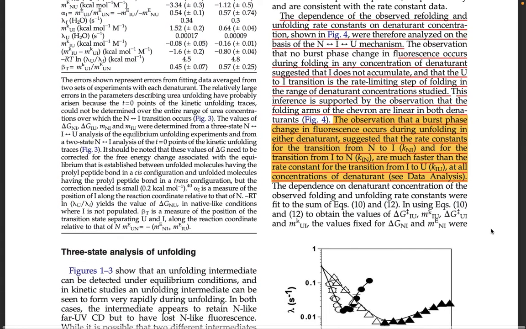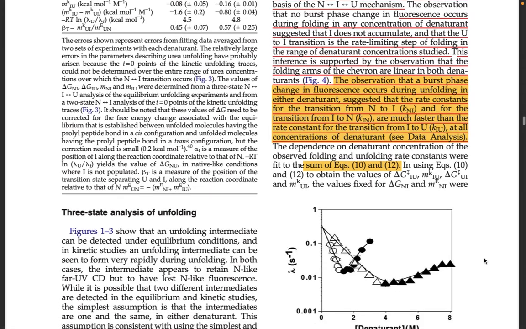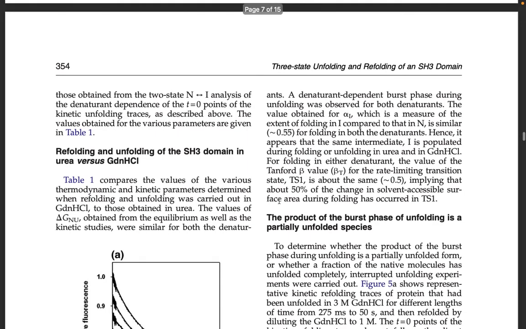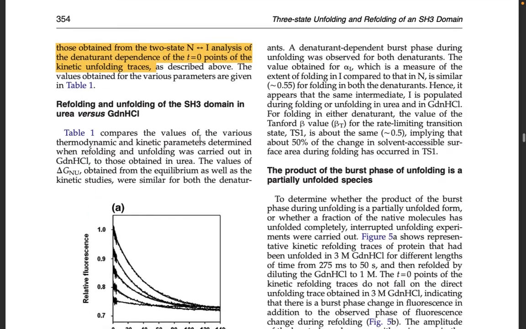Now the dependence of denaturant concentration of the observed folding and unfolding rate constants were fit to the sum of equations 10 and 12, using equations 10 and 12 to obtain values of delta G IU and MIU, and delta G UI and MUI. The values fixed for delta G NI and MNI were those obtained from the two-state NI analysis of the denaturant dependence of t equal to 0 points of the kinetic unfolding traces as described above. So the values obtained for the various parameters are given in table 1.